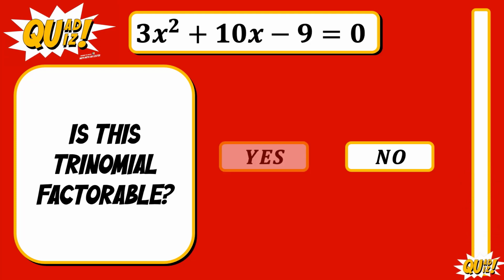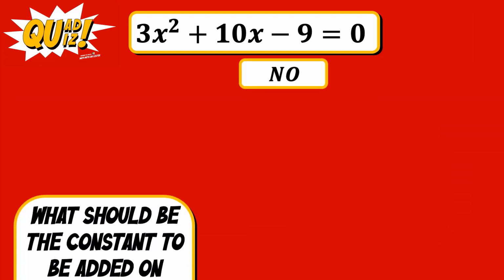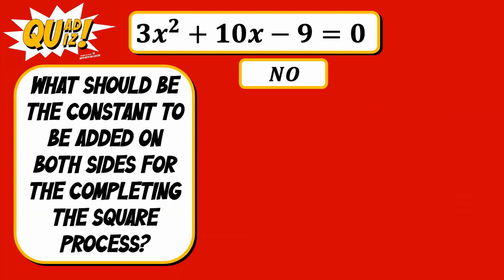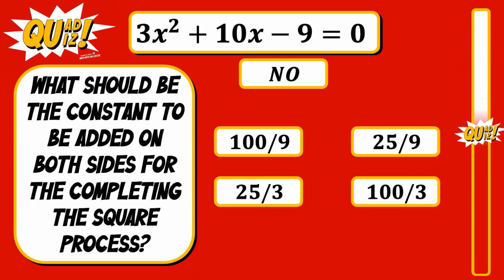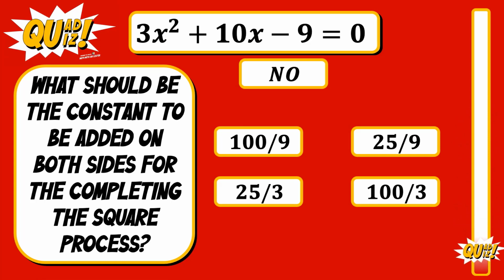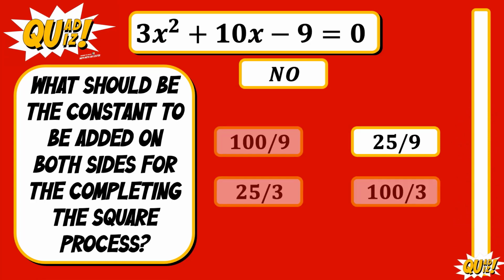The answer is no. Next question. What should be the constant to be added on both sides for the completing the square process? And it should be 25/9.